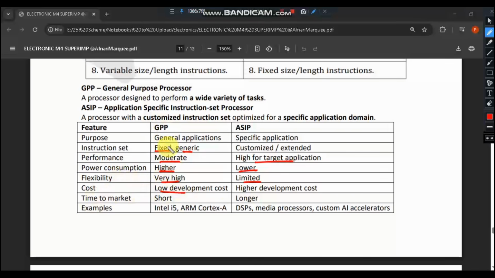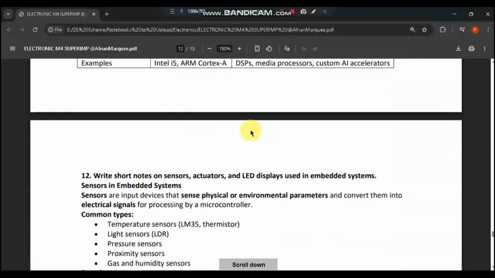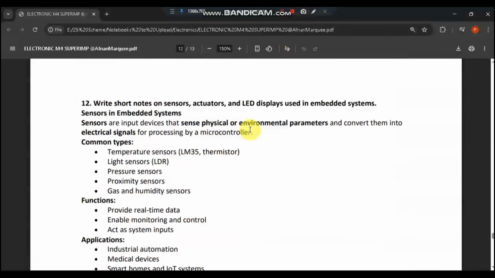Cost is low because it is used for generic purpose. Here it will be higher because it will be used for a specific purpose. Time to market is short, here it will be longer, and the examples are also given here. Okay, those are the differences between generic and application specific processors.